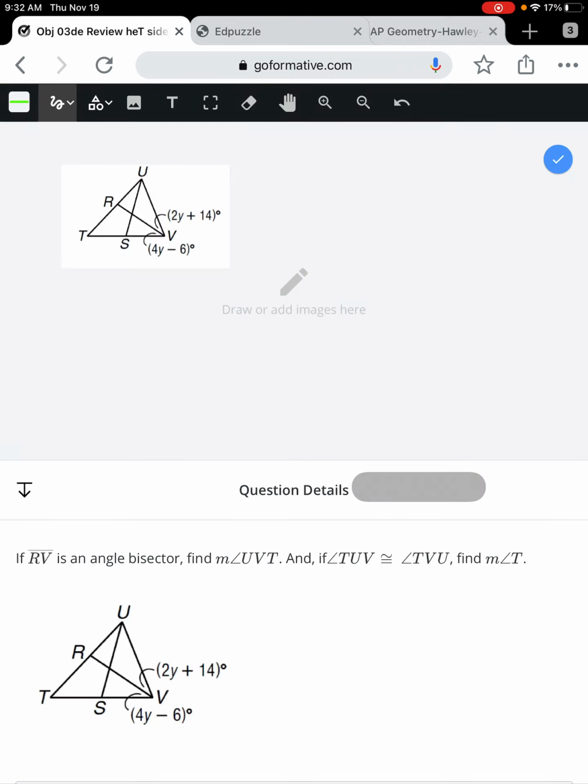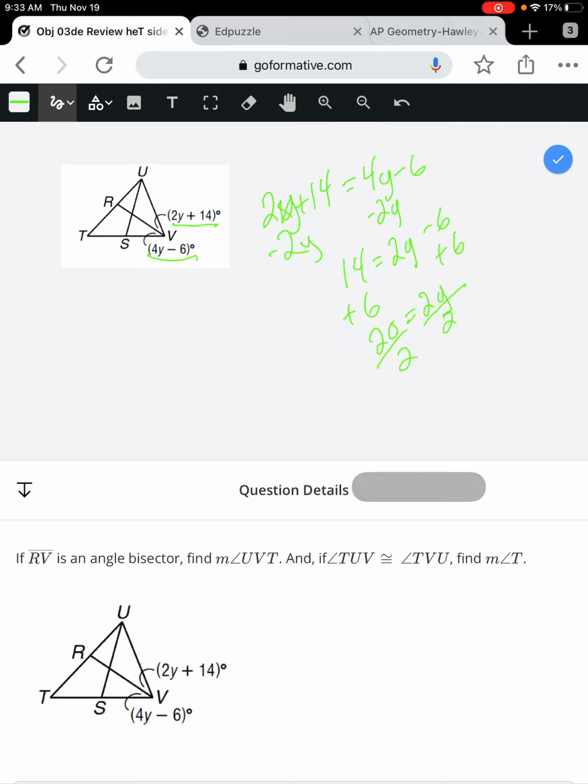This one, it says that RV is an angle bisector. If it's an angle bisector, then I know 2y plus 14 is equal to 4y minus 6, because that's what an angle bisector does. Subtract 2y from both sides, 14 is equal to 2y minus 6, add 6, 20 is equal to 2y, divide by 2, y is equal to 10.